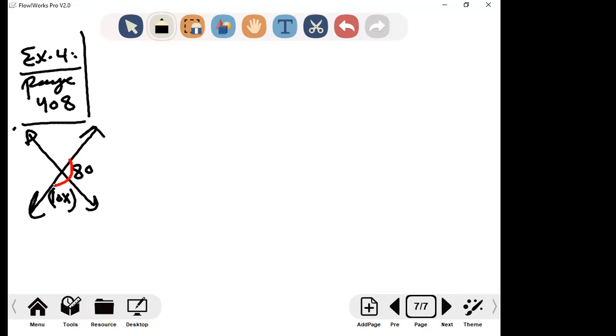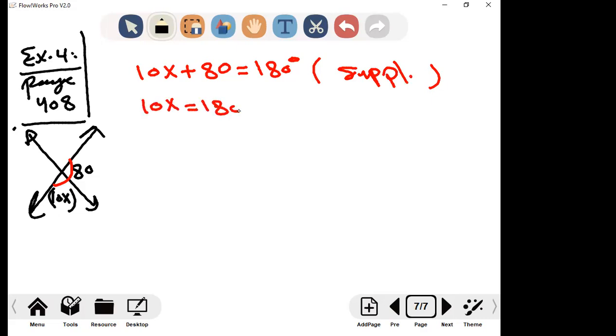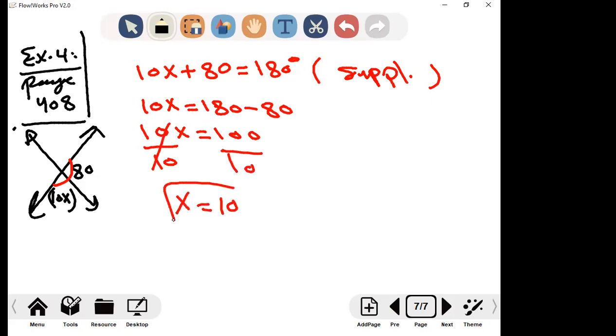Yeah, let's add them. So here we say 10x plus 80 equals 180 degrees, because they form a straight angle, means 180, means they are what? Supplementary angles. This is our equation. Now solve it. 10x equals 180 minus 80, right? 10x equals 100. Divide by 10 on both sides. x will be 10. Okay? Done? This is example 4.